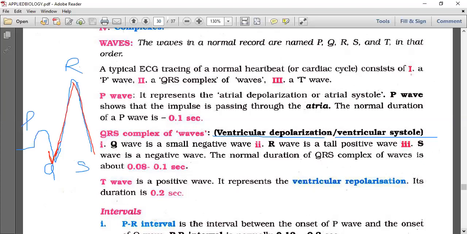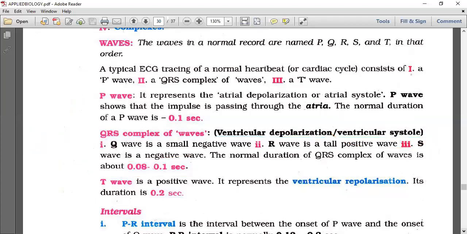The normal duration of the QRS complex is about 0.08 to 0.1 second. So what is happening in the heart at that time? Ventricular systole, contraction of the ventricle. From the conduction point of view, electrical impulses are passing from the AV node to the bundle of His to the Purkinje fibers.